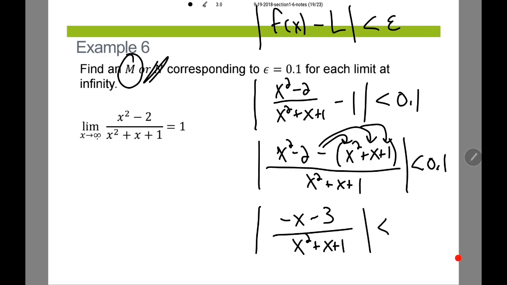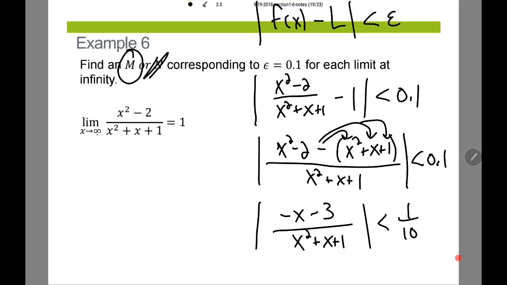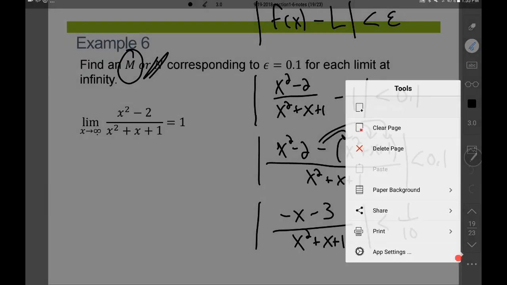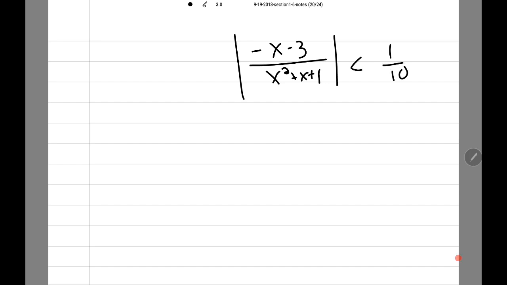And then, since I've got this less than 0.1, I can rewrite that as a fraction. Now, one of the things we can do, since this has the absolute value, let me go ahead and give myself some more room to write. Alright. I can make this top into, I can pretty much get rid of the negative 1 and do x plus 3, so I can factor out a negative 1 from that.